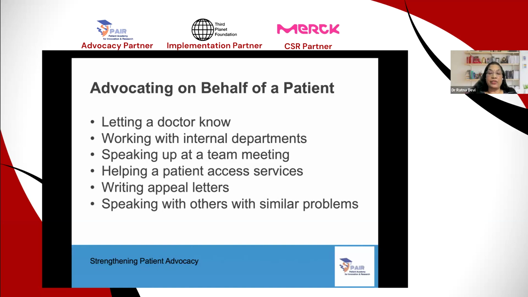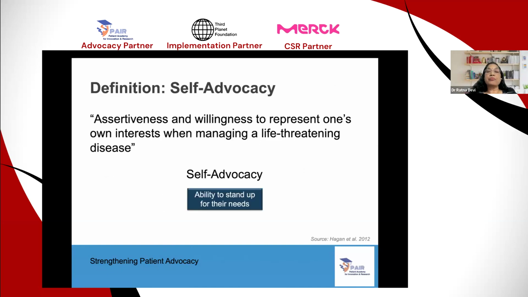And then, last but not the least, speaking with others with similar problems will bring in a lot of joint commitment. Because we are talking about strength in numbers, instead of one person talking about a particular topic, if there are several other people who have the same or similar concerns, and all of them join together to raise their voice, there are better chances of being heard.